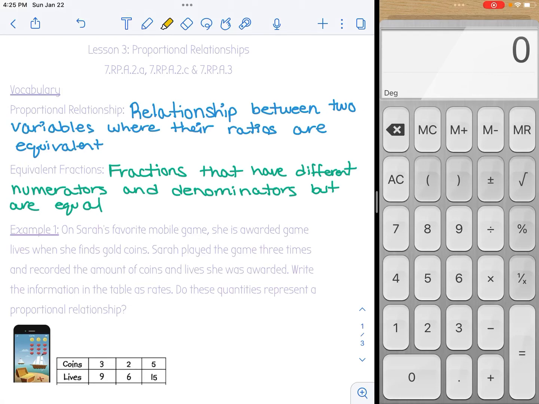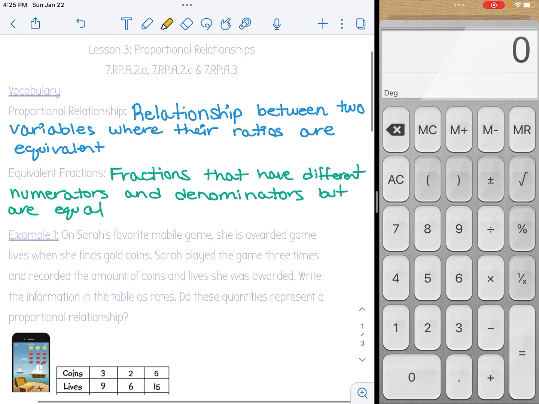In this video, we're going to be talking about proportional relationships. So first, what is a proportional relationship? A proportional relationship is a relationship between two variables where their ratios are equivalent. So the ratios have to be equal in order for there to be a proportional relationship.